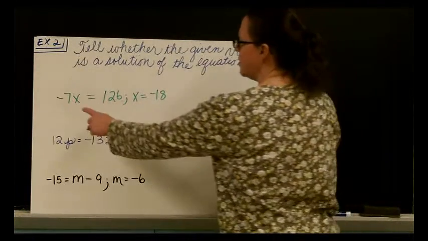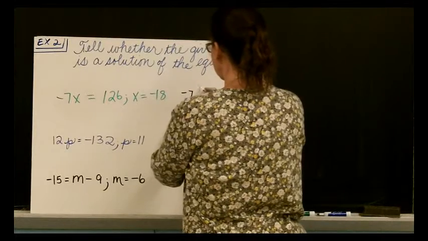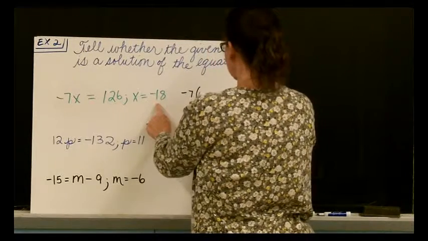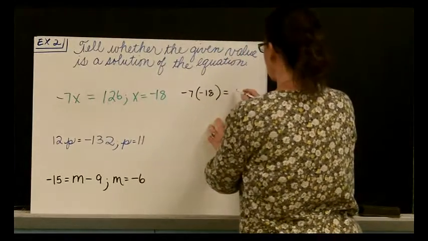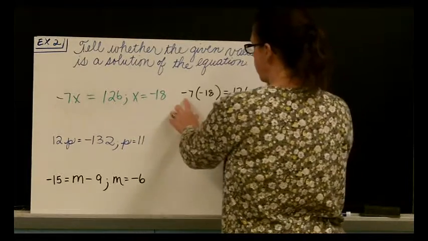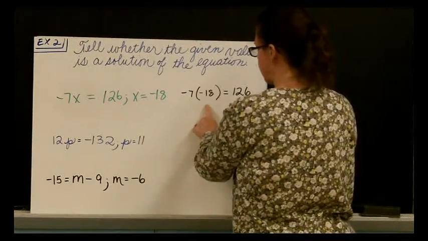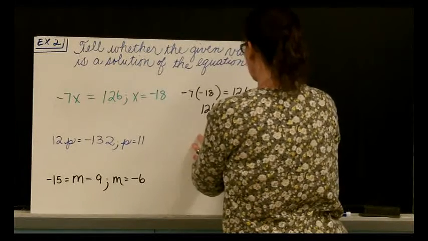So instead of negative 7 times x, we will have negative 7 times negative 18. And we want to know, does that equal positive 126? I can tell you that a negative 7 times a negative 18 does equal positive 126.